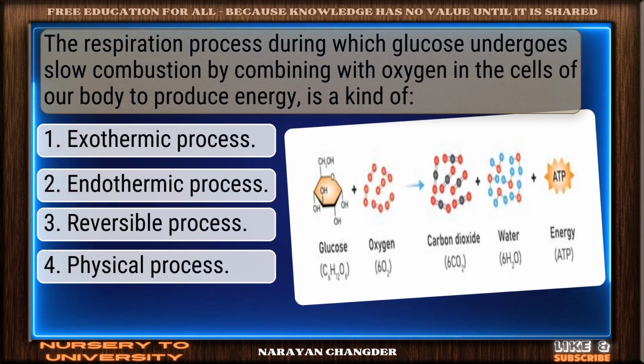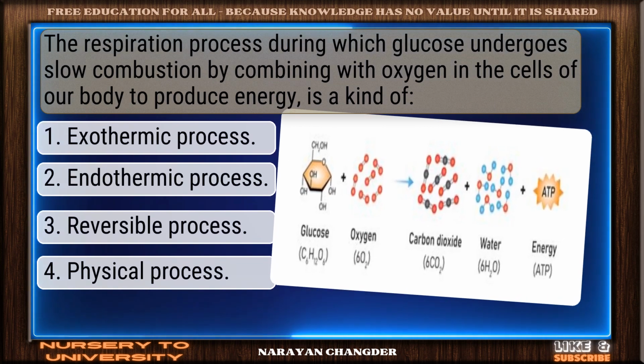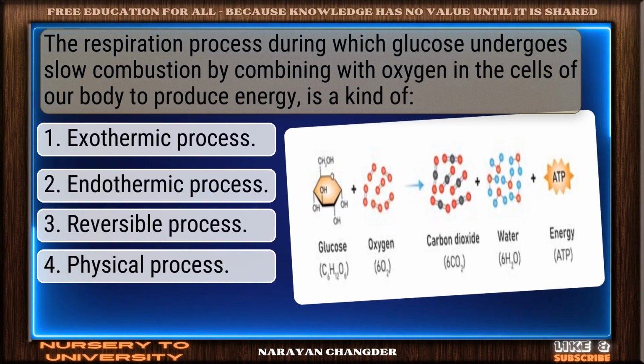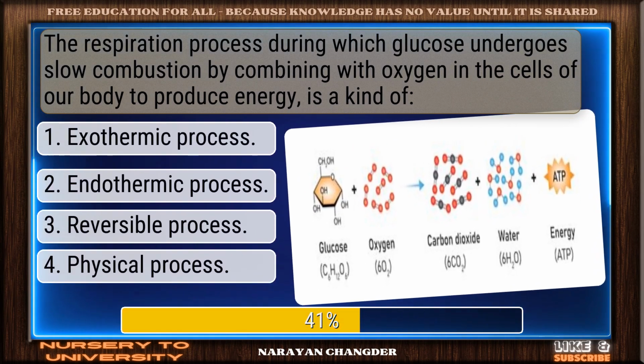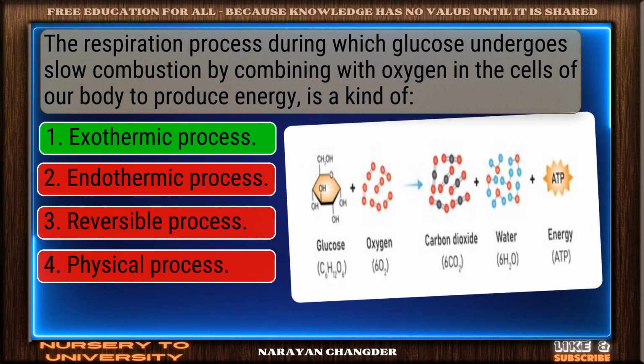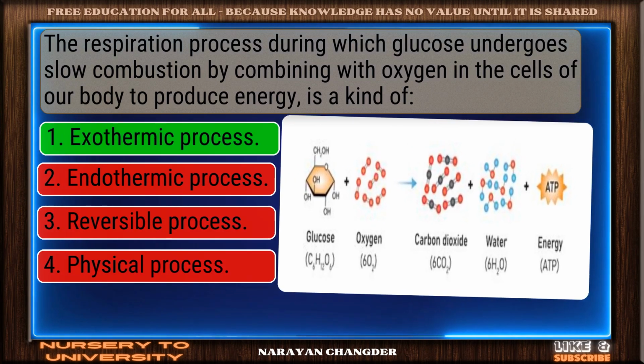The respiration process, during which glucose undergoes slow combustion by combining with oxygen in the cells of our body to produce energy, is a kind of? Sharp thinking. Exothermic process is right.